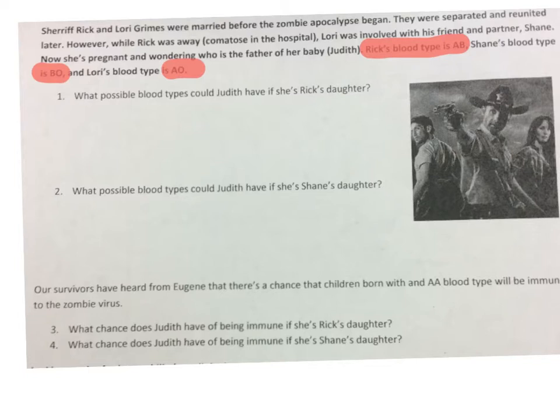So I'm going to do two different blood type problems for 1 and 2. I want to find out what would happen for Judith if she is Rick's daughter. As I draw my Punnett square, I need Lori's blood type: A, O, and I need Rick's blood type: A, B. Then after you fill in the Punnett square, I want you to list all of the options for me. You're going to do the same thing for problem number 2 and just tell me possible blood types.